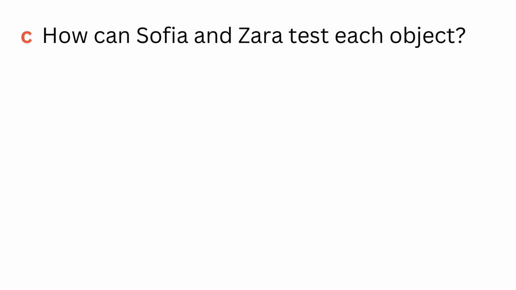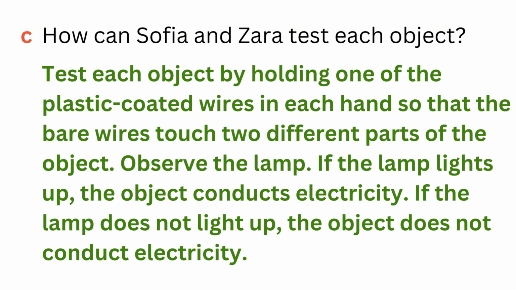C. How can Sophia and Sarah test each object? Test each object by holding one of the plastic-coated wires in each hand so that the bare wires touch two different parts of the object. Observe the lamp. If the lamp lights up, the object conducts electricity. If the lamp does not light up, the object does not conduct electricity.